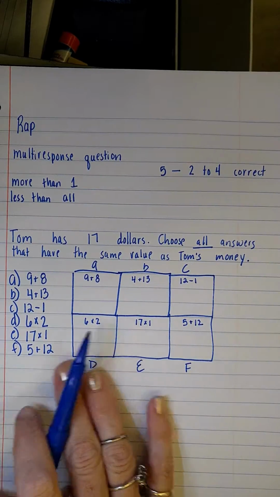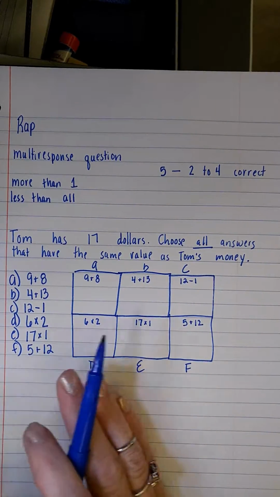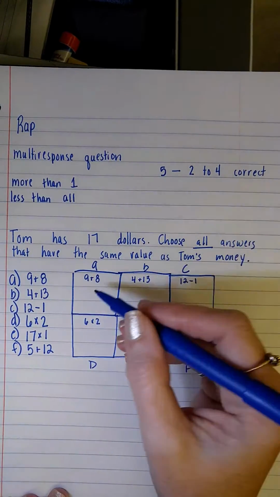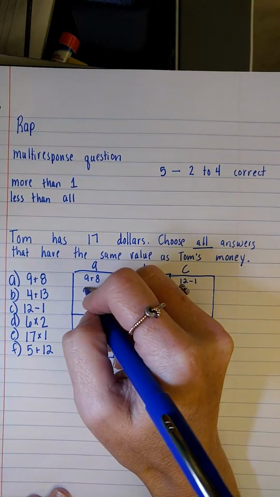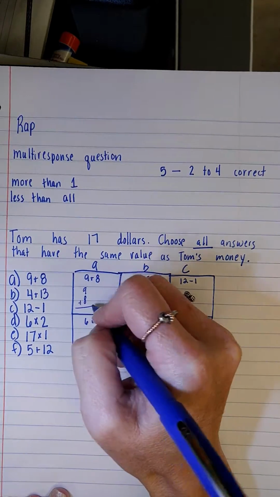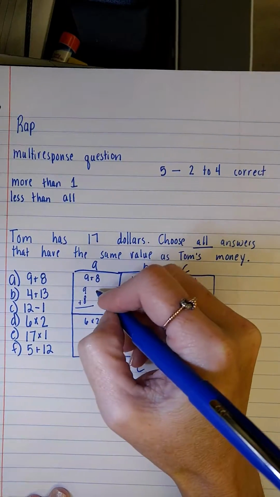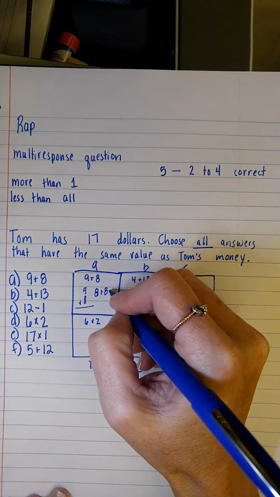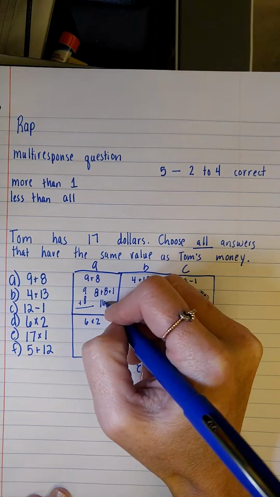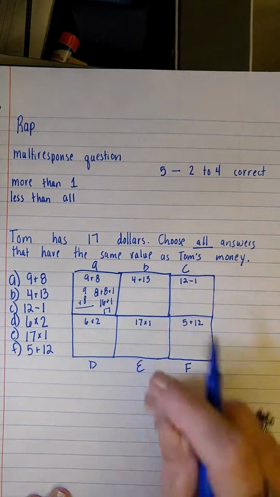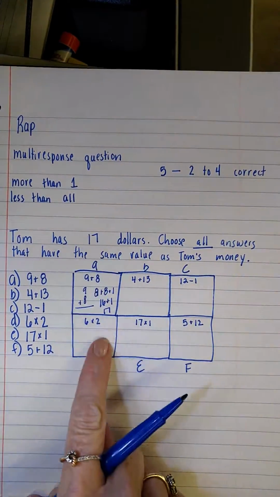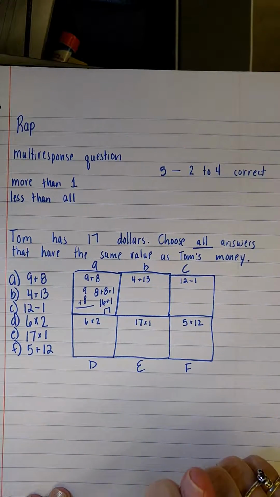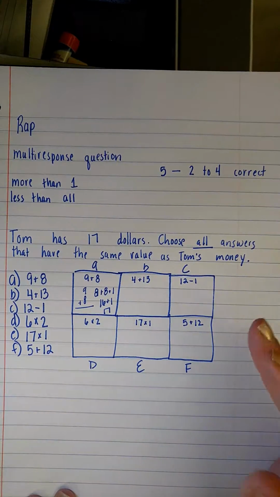This is slightly harder. It does have some multiplication, so it is a mix of first, second, and third grade type of math problems. So here I have 9 plus 8. I like to solve my math vertically. It's easier for me. 9 plus 8. Well, that is doubles: 8 plus 8 plus 1. Well, 8 plus 8 is 16, plus 1 more is 17. 17 is the value of Tom's money, so I'm going to leave this box alone. I'm not going to X it out. If the answer is wrong, I would X it out.